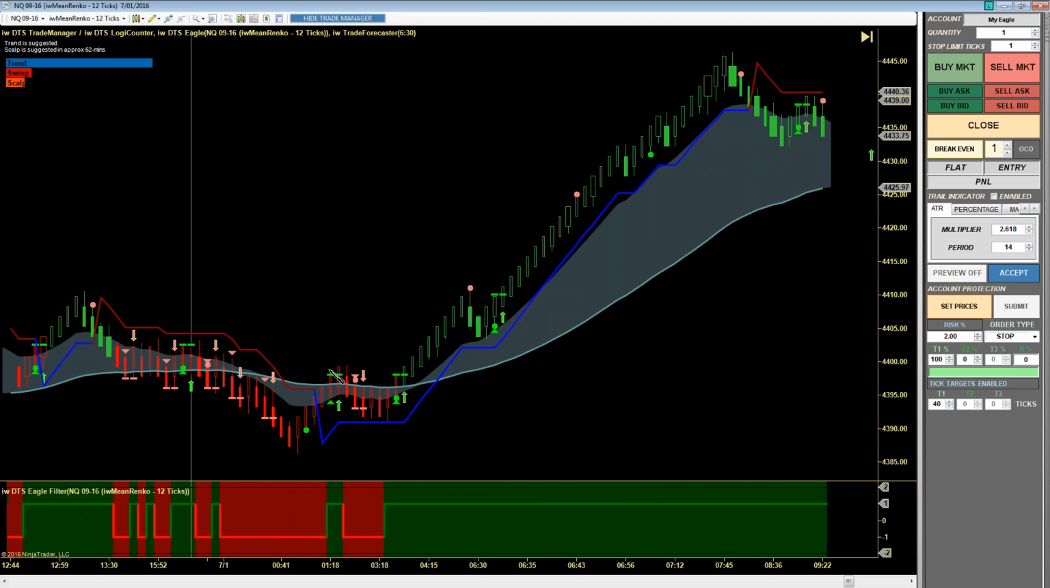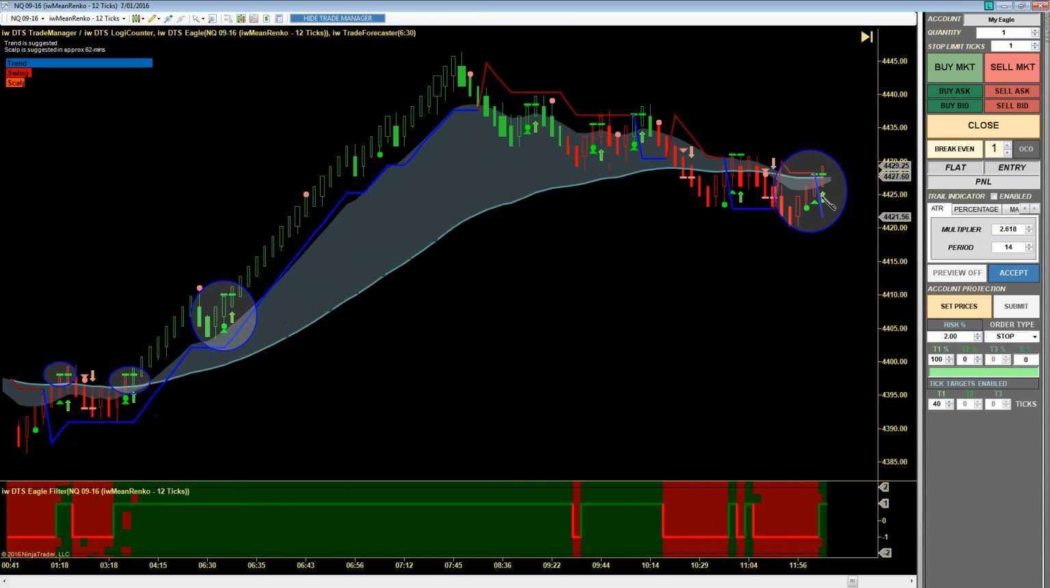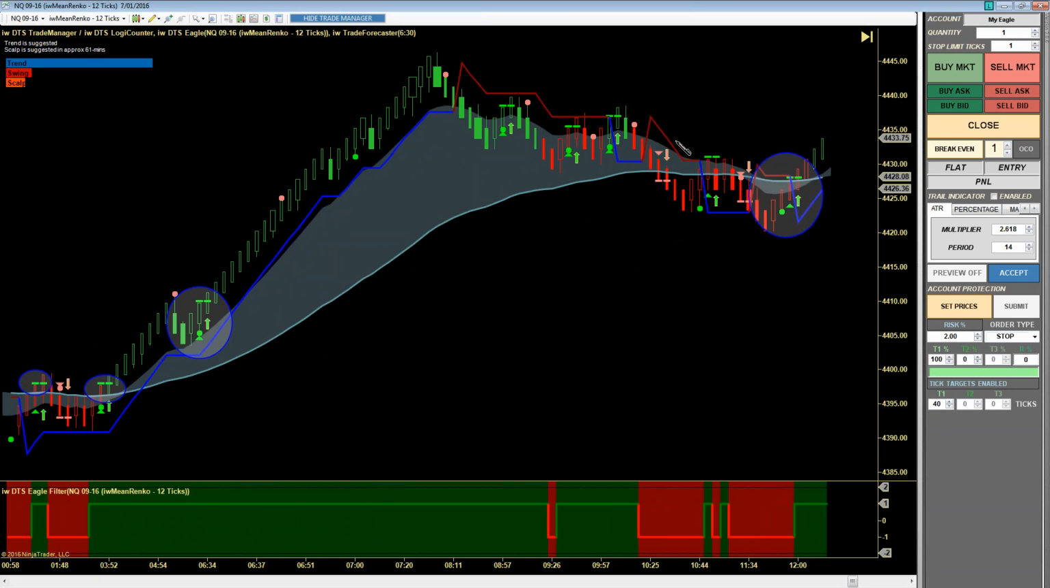So here is a rule of three to the downside. Here's the trend change signal. And then we come back with actually a couple of red bar buys. You can see there's a few through here.